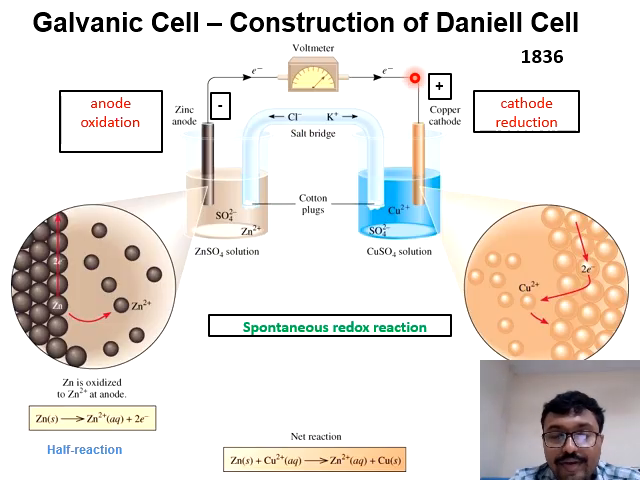Since electrons are moving, electricity is being produced. So we are getting electricity from this spontaneous reaction. The chemical energy of this spontaneous reaction is converted to electrical energy in this galvanic cell.